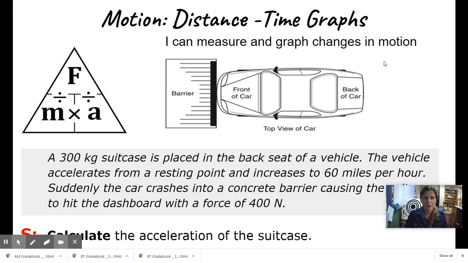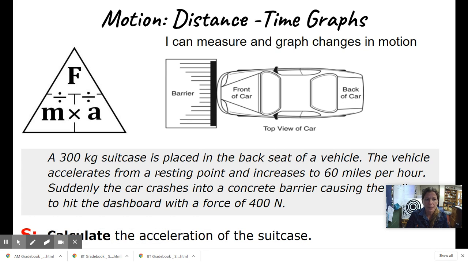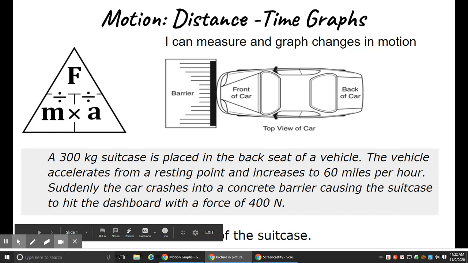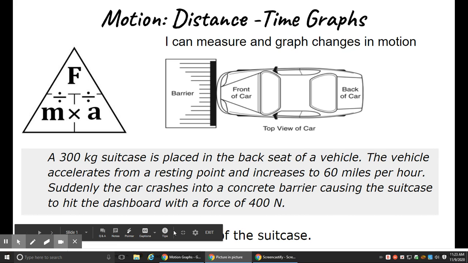For your starter, we're going to calculate the acceleration of a suitcase that's in the back of this car. A 300 kilogram suitcase is placed in the back seat of a vehicle. The vehicle accelerates from a resting point and increases to 60 miles per hour. Suddenly, the car crashes into a concrete barrier, causing the suitcase to hit the dashboard with a force of 400 newtons. So what is the acceleration of the suitcase?